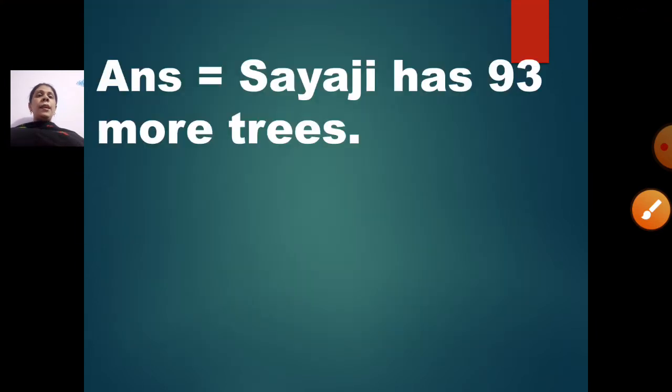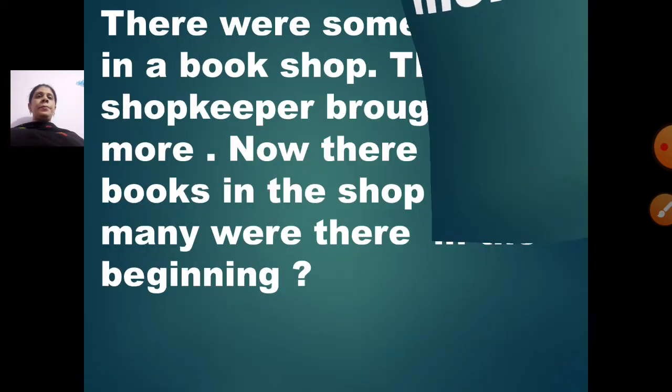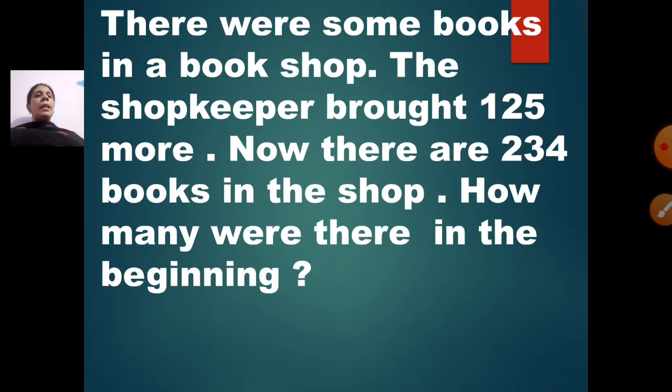So how are you going to write the answer? Sayaji has 93 more trees. What are you going to write? Sayaji has 93 more trees. Understood? Now next.